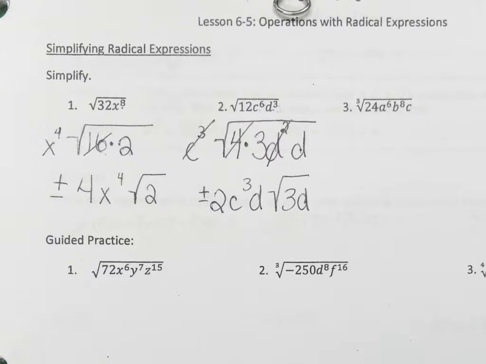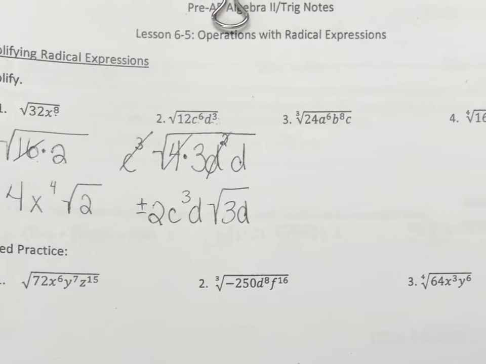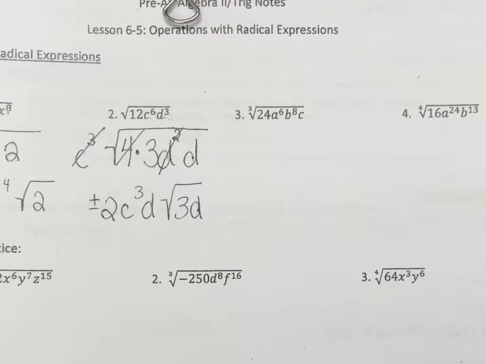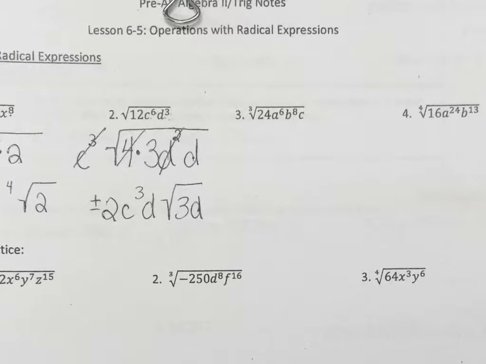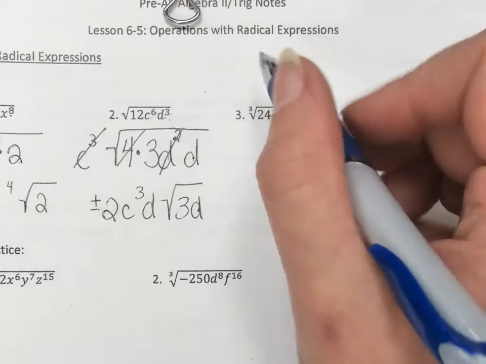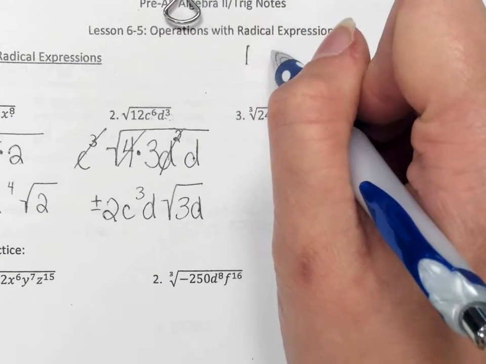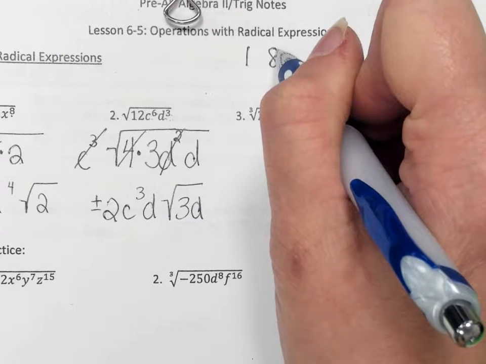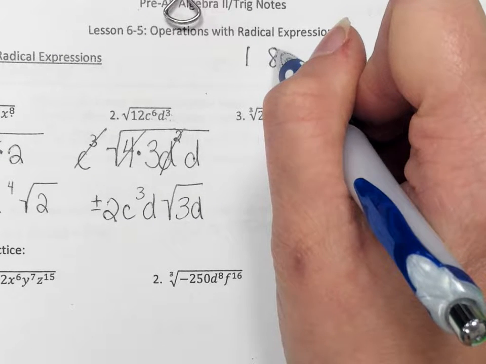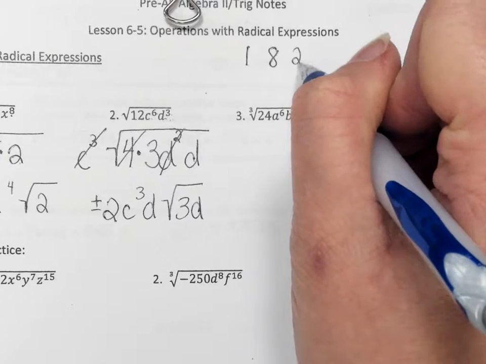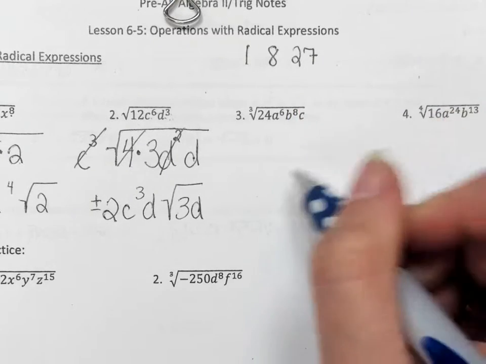Number 3 is different. Why is number 3 different? It's a cube root. Oh my goodness, you're going to have to remember those perfect cubes. Let's do the first couple of ones. What's the first perfect cube? 1. What's the next perfect cube? 8. What's the next perfect cube? 27. All right, that should serve us good for right now.